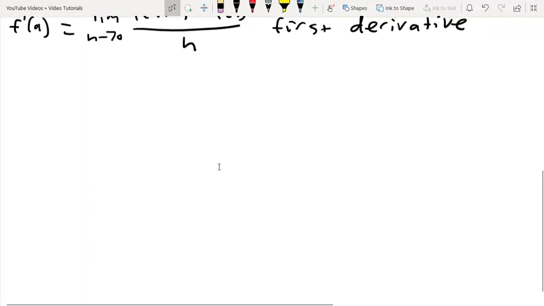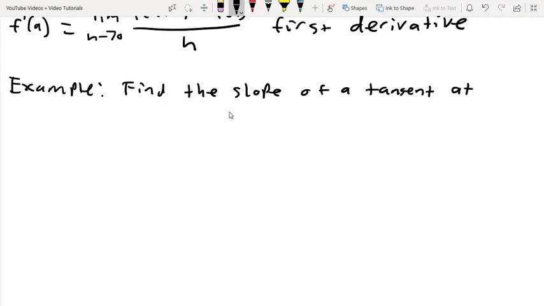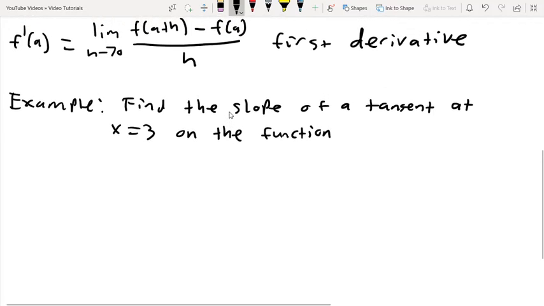So let's go through some examples of where you could see this being asked in a question on a test. So let's do a quick example here. Find the slope of a tangent at x equals 3 on the function f of x equals x squared.